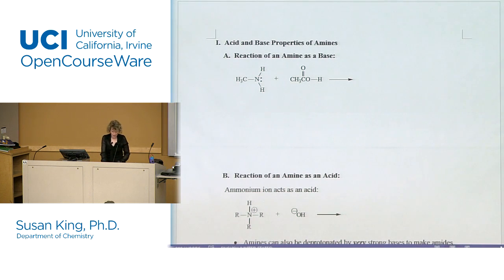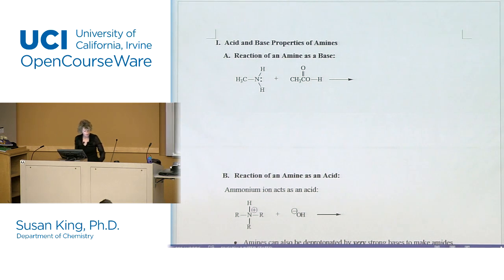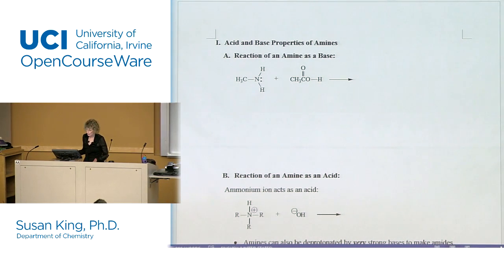All right, so for the rest of today's lecture we're going to focus on acid-base behavior of amines. We know that an amine can act as a base, so we're starting off real simple here. We mix an amine with a carboxylic acid. It makes sense that we're going to have a proton transfer. Methylammonium ion is what we get, plus our conjugate base.